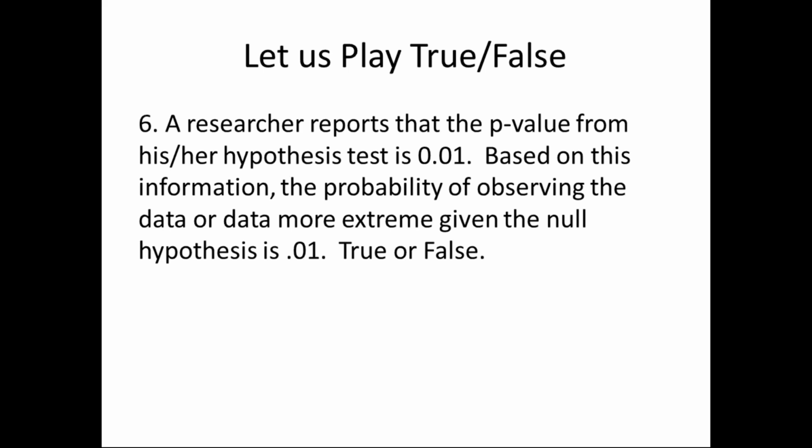What about this one? Based on this information, the probability of observing the data or data more extreme given the null hypothesis is 0.01. There's a 1% chance that I should have gotten these outcomes if the null hypothesis is true. Is that correct? All in favor of saying false, raise your hand. All in favor of saying that's finally the true statement after all these games. Is this the truth? This is the truth. This is the way to interpret it.